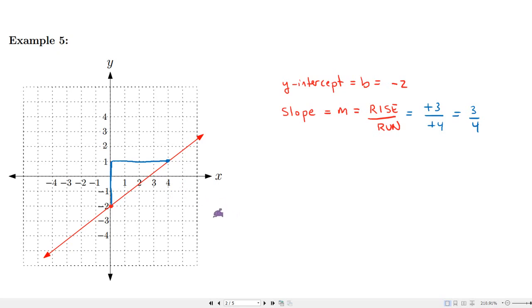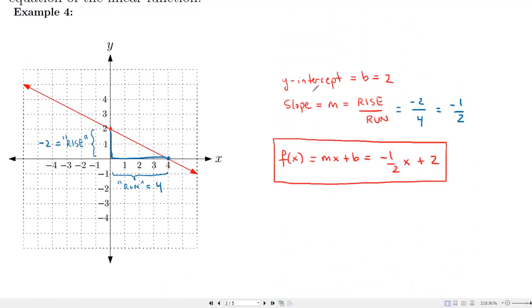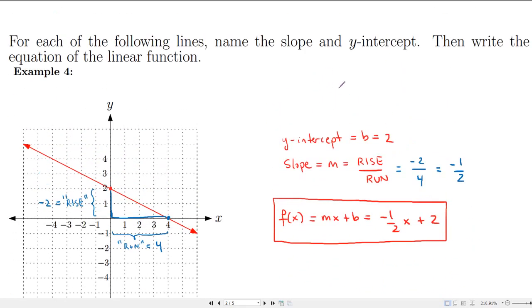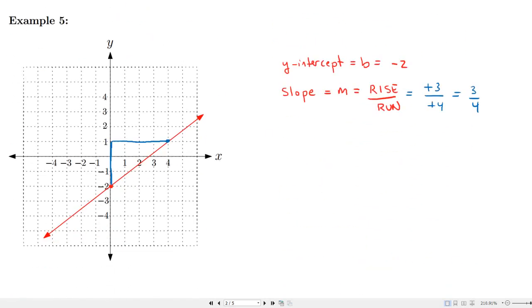All right, good. And then now, what else do we have to do here? Well, we were asked to write the equation of the linear function. So again, switch back to red here. So f of x is mx plus b, and we determine both the slope and the intercept right here. That's m, that's b. So this would be 3/4 x, and then the b is -2, so -2.